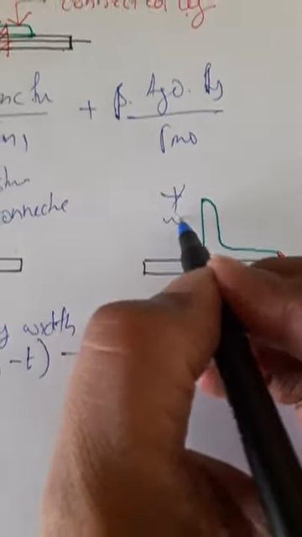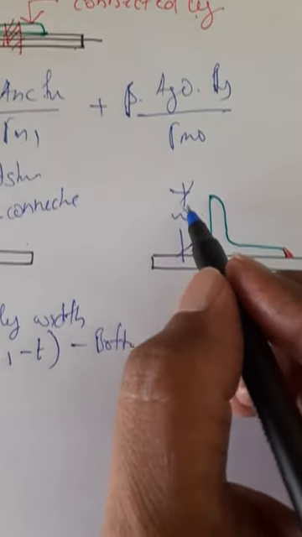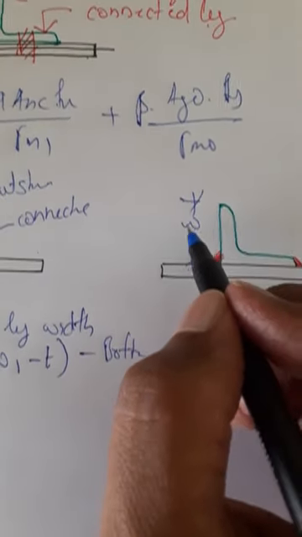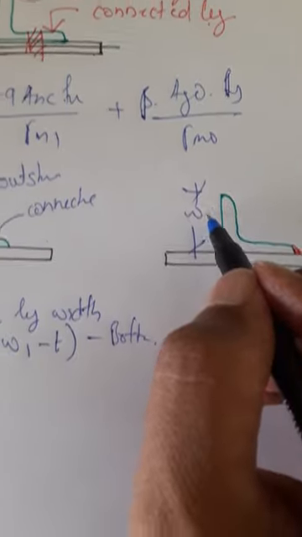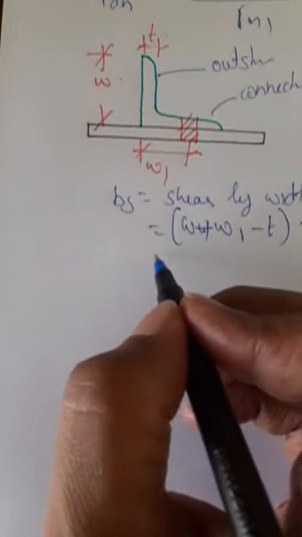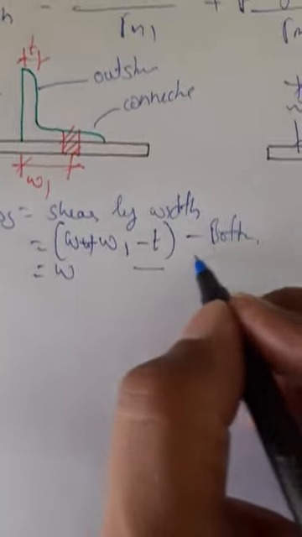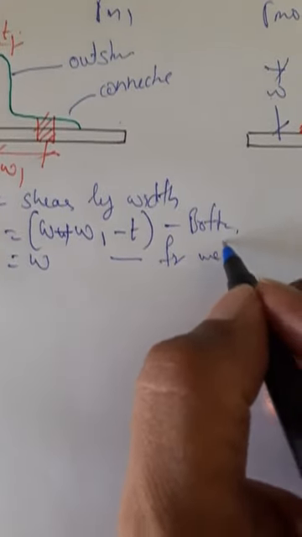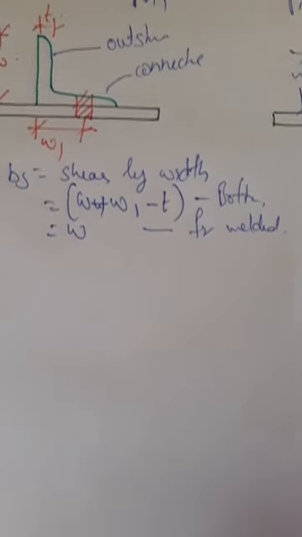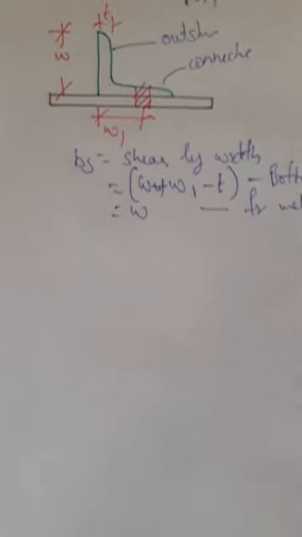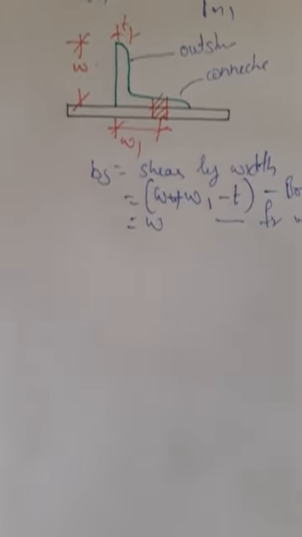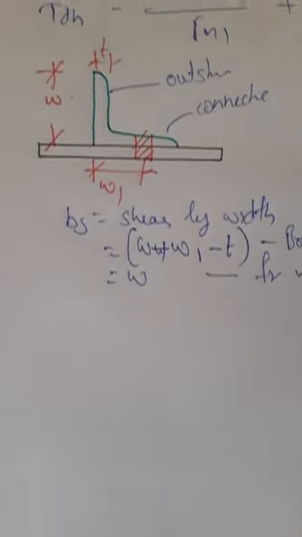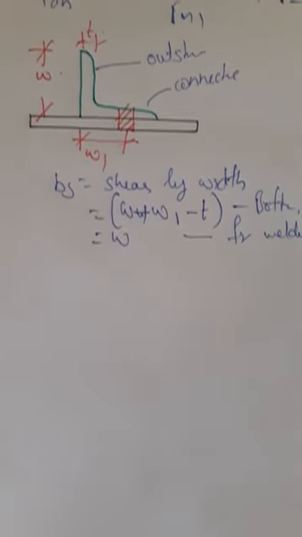This is W. Always remember, W is not vertical or horizontal, but W is the outstanding leg distance. Now BS is equal to W for a welded connection. Now let us first try to understand how the bolt connections are made.